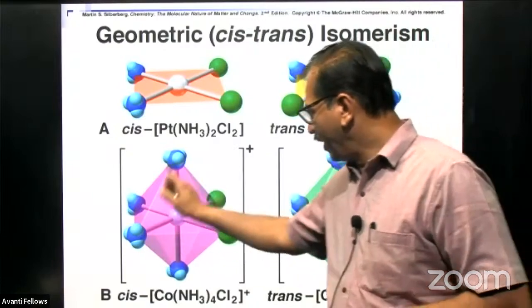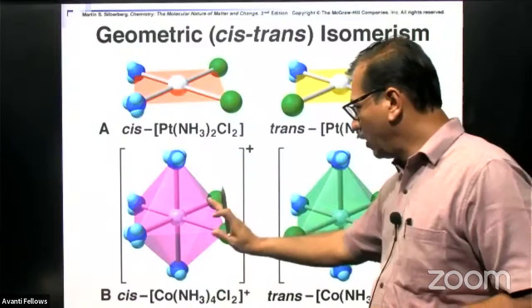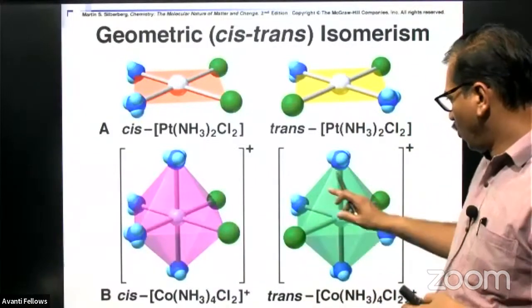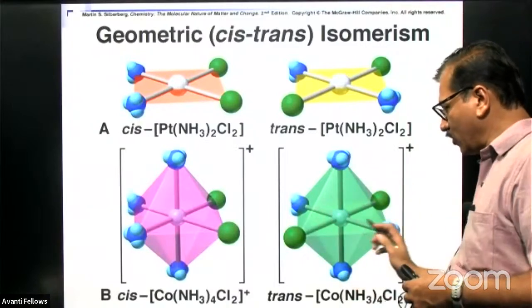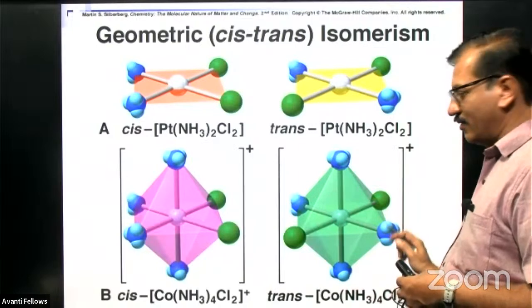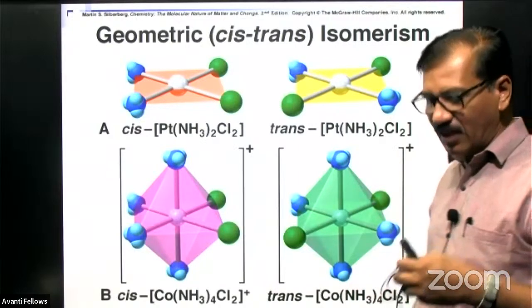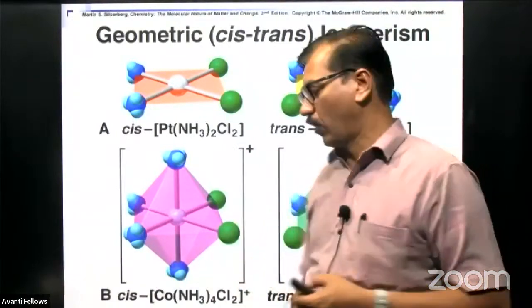For the octahedral complex like Co(NH3)4Cl2, with all four NH3 on one side and Cl2 on another side, this is the cis form. Oppositely, if Cl is opposite, this is opposite, this is opposite, they are present oppositely, then this is the trans form. Similar kinds of ligands, if present oppositely, then it is the trans form.